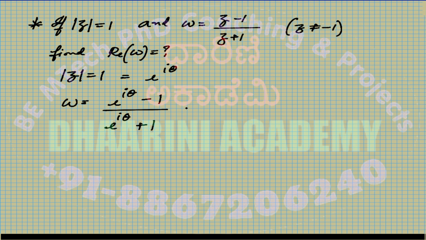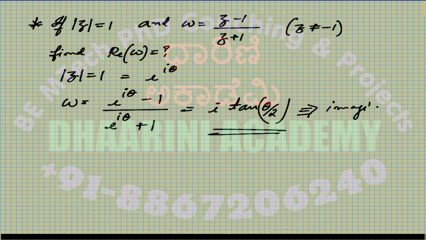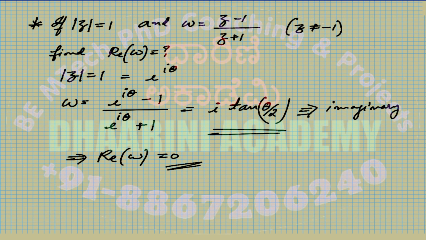So this is a standard formula for i times tan of theta by 2. e to the i theta minus 1 by e to the i theta plus 1 is i times tan theta by 2. This is imaginary, because it is i into something. So since this is imaginary, what is the real part? This means the real part of omega is equal to 0.